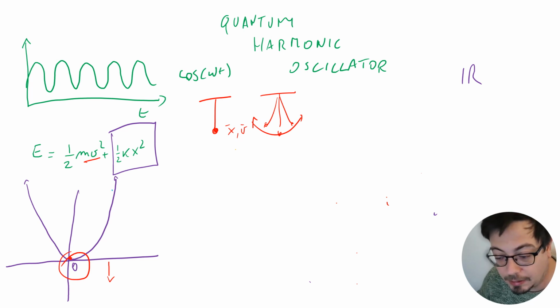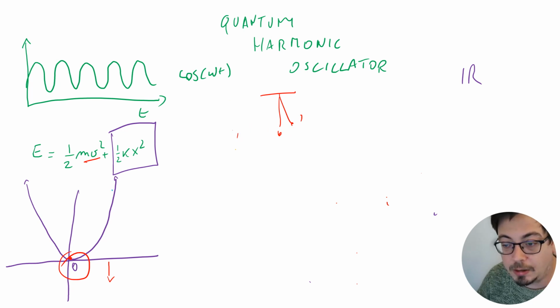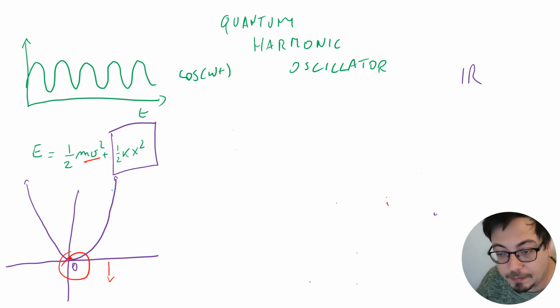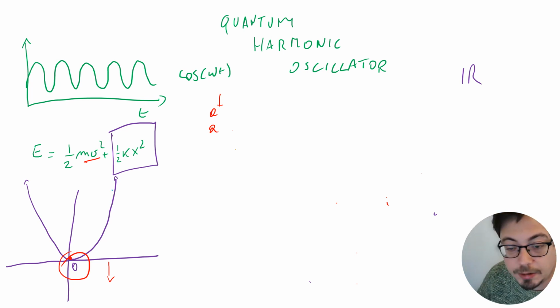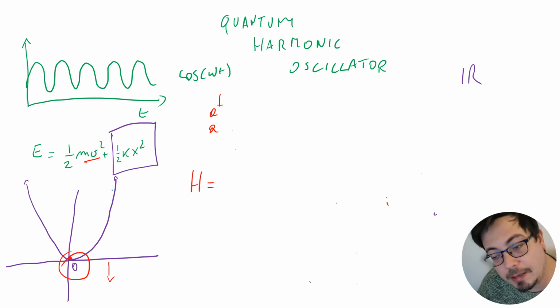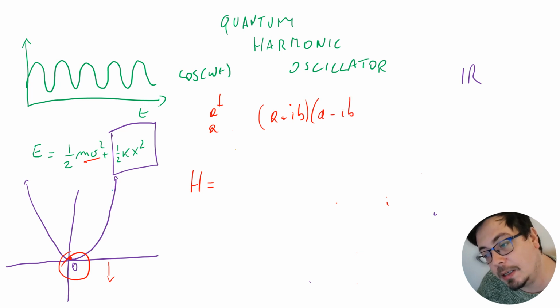Now, what happens? We know in classical mechanics what happens. Now we try to use these operators, a and a dagger, creation and annihilation operators, to solve our problem. First of all, I will get rid of a few constants because I don't want to keep track of them. So we remember that a plus ib times a minus ib is a squared plus b squared.